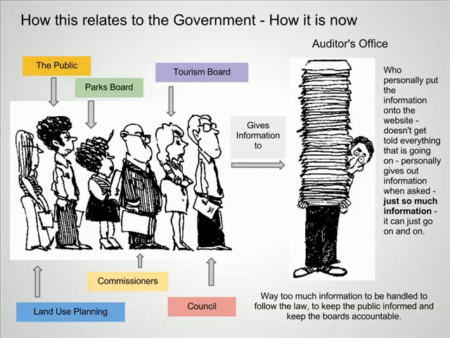And so, here in this county, the auditor's office, whether this is normally what happens or not, personally puts the information up on the website, doesn't get told everything that is going on, personally gives out information, and just so much information, it can go on and on, but there's just too much information to really stay on top of it and make sure that everyone's represented well, as far as your boards or anything similar to that nature. But this can be for the regular community anyway. You look at any pipeline, so to speak, of information, and it chokes down.